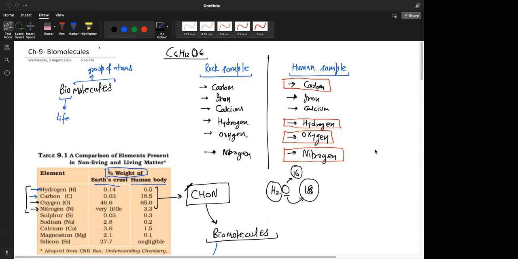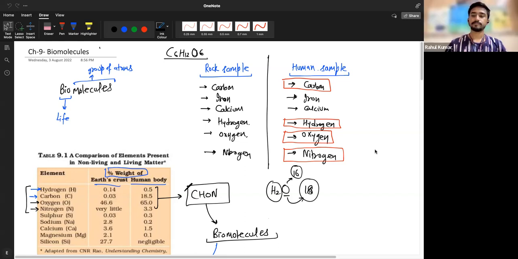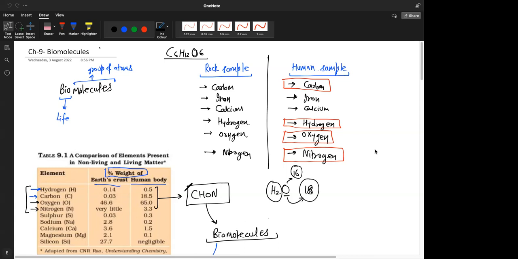So biomolecules: bio means life and molecules means group of atoms. It is not only the composition of elements that distinguishes living matter from non-living matter, but it is the relative abundance of certain elements that is higher in living matter than in non-living matter.